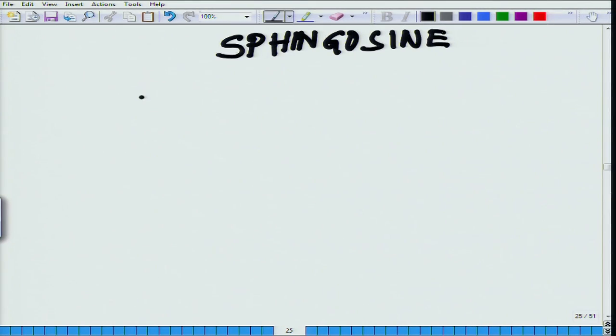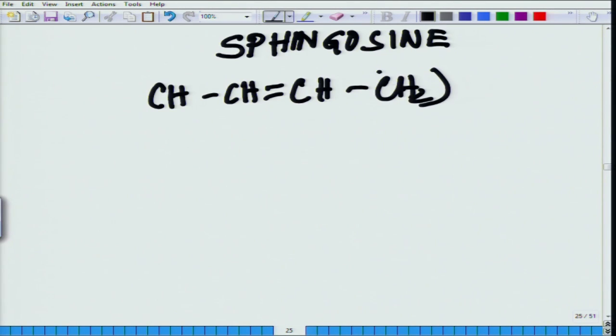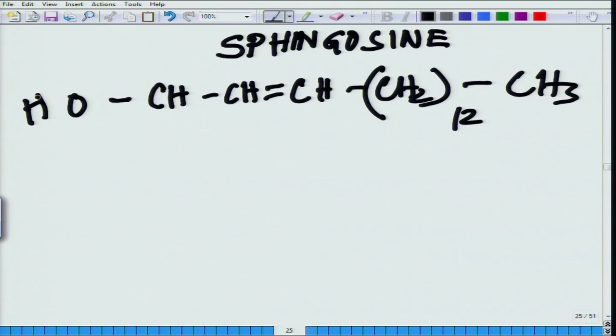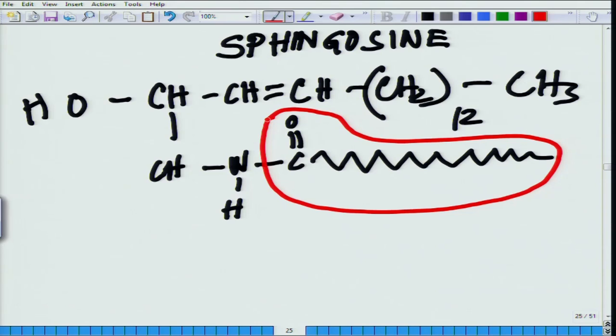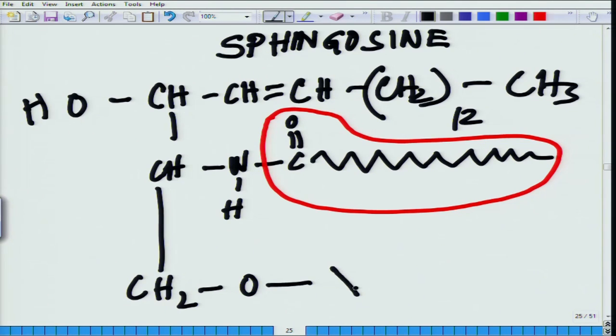Sphingosine group. Okay. So, this is like CH, CH double bonded with CH, CH2, you have 12 molecules of it, and then you have this thing, and on this side you have the OH, alcohol group, CH, NH, C double bonded with O, and you have the whole fatty acid attached. So, this is the part of the fatty acids. Fine. And then underneath it, you come back, this is the CH2O, and then you have this X, which could be anything and everything, we will come to that. So, this is the basic structure of sphingosine.